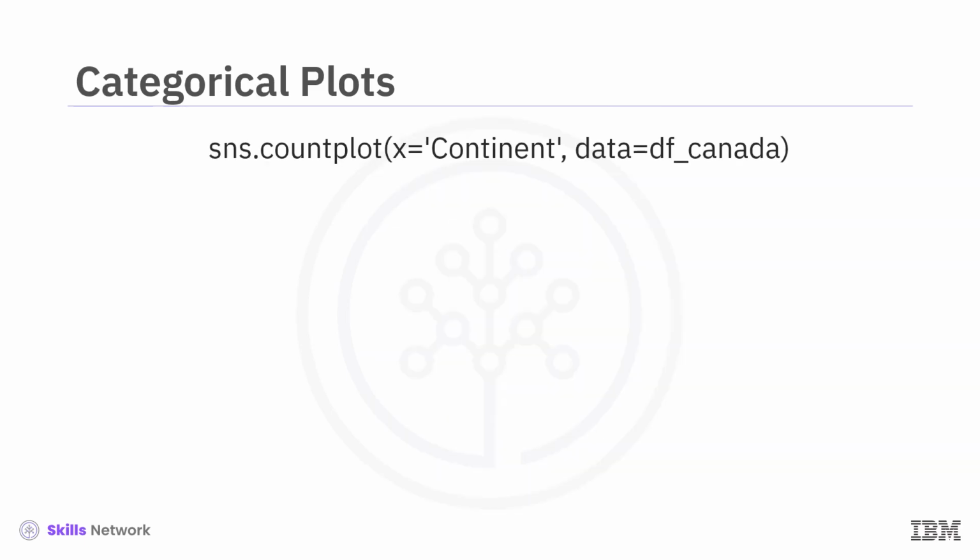Let's try to plot some categorical data. In our Canada Immigration Dataset, there are some categorical features such as country, region, and continent. Why not plot continents for their count in the dataset? Using a single line of code, we can create a bar plot representing the count of records for each continent in the data using the countplot function.